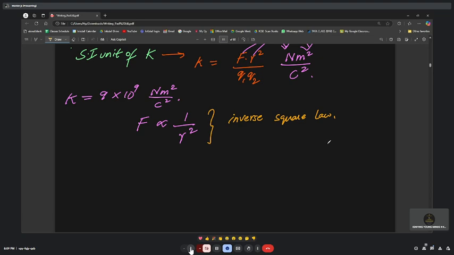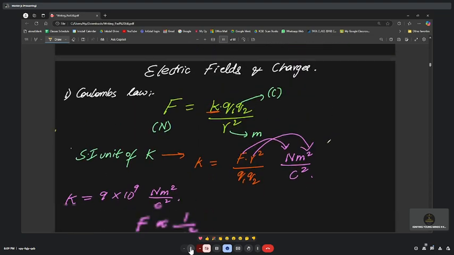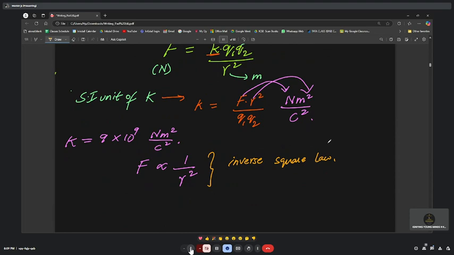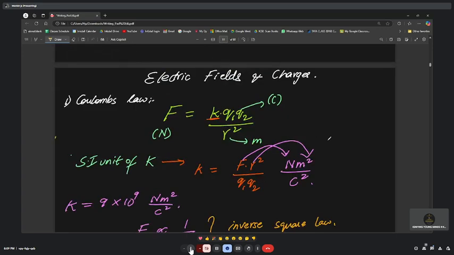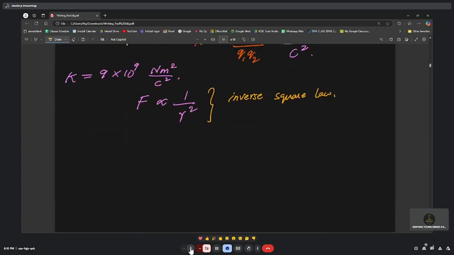This is what we need to understand. If you want to draw a graph of force versus distance, it's going to be an exponential graph. That's all about Coulomb's law. With that, we'll move to the next concept that we learned. Let's have a recap about it. The next concept was quantization of charge, or you can say charge quantization. What was that? If you can recall, you can tell me.